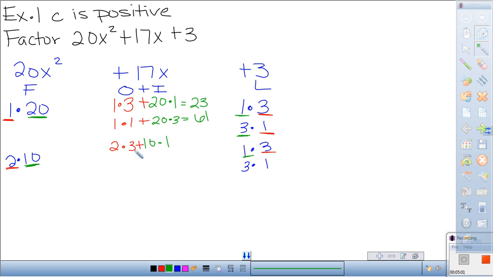2 times 3 is 6. 10 times 1 is 10. 10 plus 6 is 16. Okay, that's kind of close, but it's still not the magic number we need of 17. So let's try our other one.